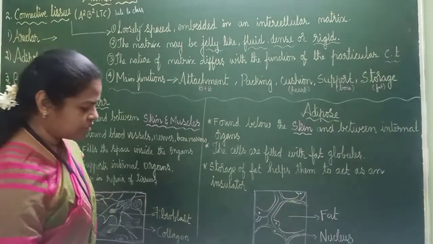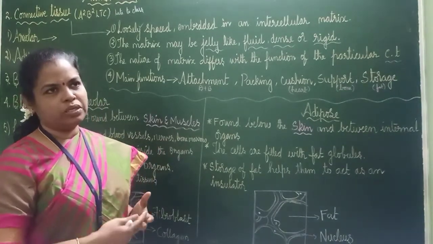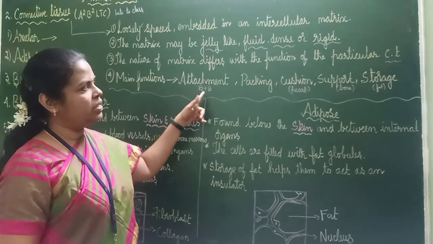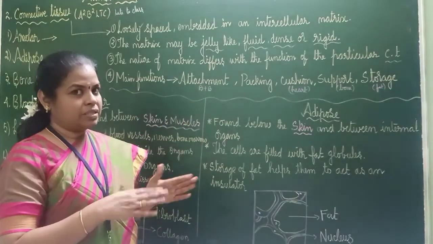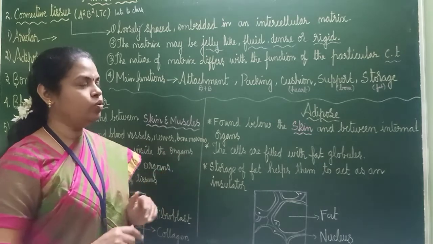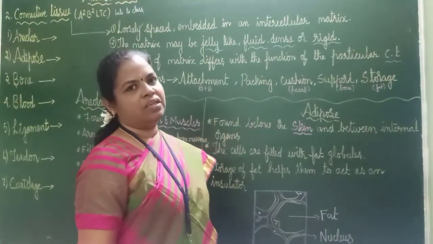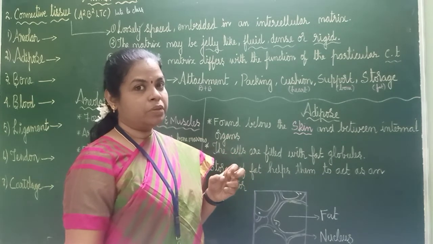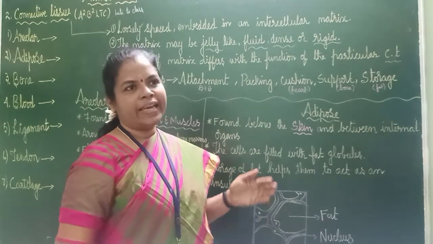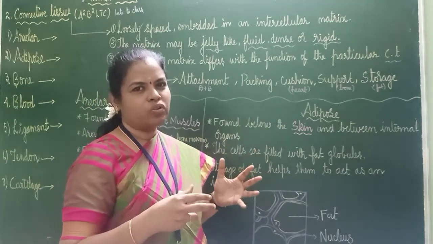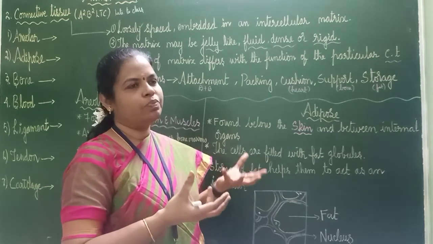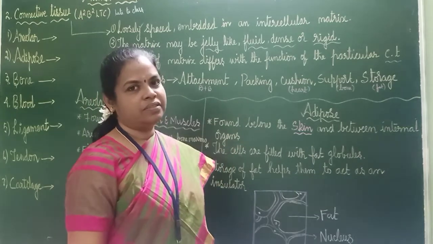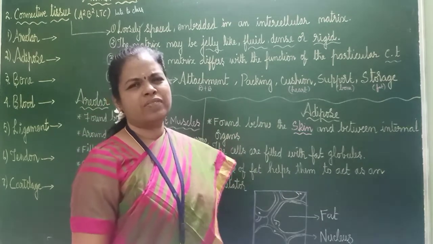What are the main functions? First one is attachment. Bone and bone are attaching together, so that it helps in attachment. Packing. It helps to pack the things. We are going to see how it is helping in packing. Cushion. Our heart and all, if you see the outermost layer, it will be like a protective layer, so that it can act like a cushion. If anything happens, immediately it will not get attacked. So, it helps to act like a cushion so that it can save what? Heart. No? Okay.